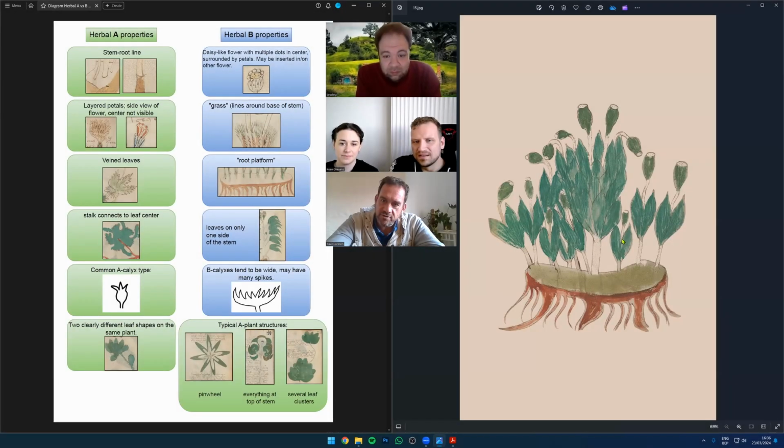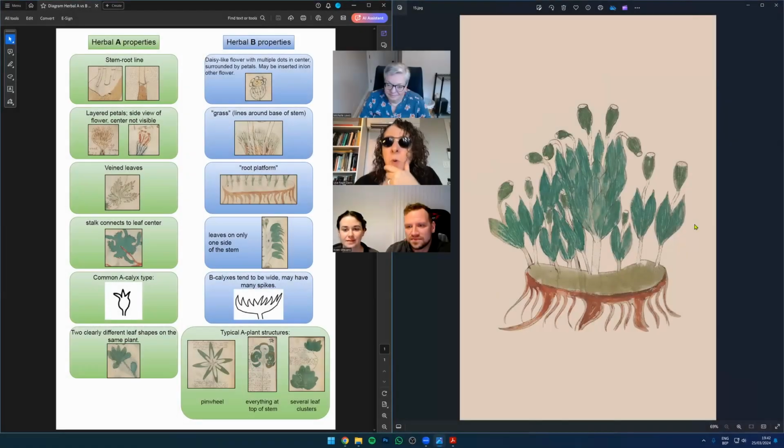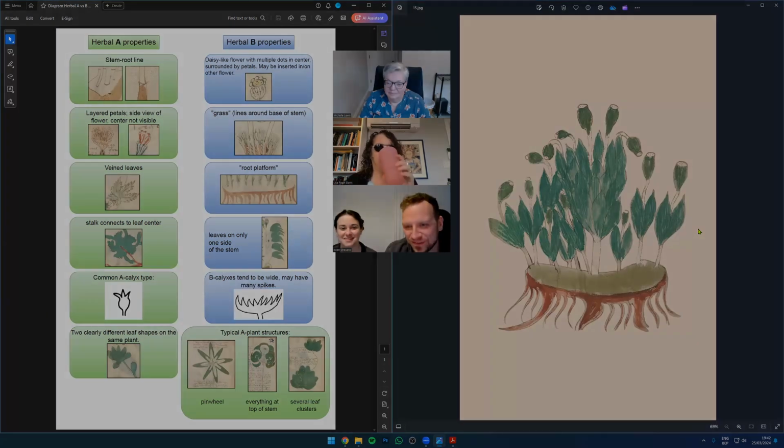It's quite a root table there. Yeah, exactly. This is one of those plants from the back of the manuscript. They also largely follow the same rules. So this is B. Oh, we know what that is. That's got to be B. That's your root platform. Yeah, that's a root platform for you.